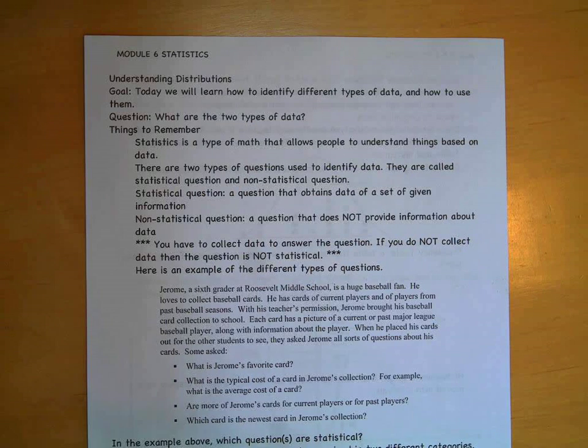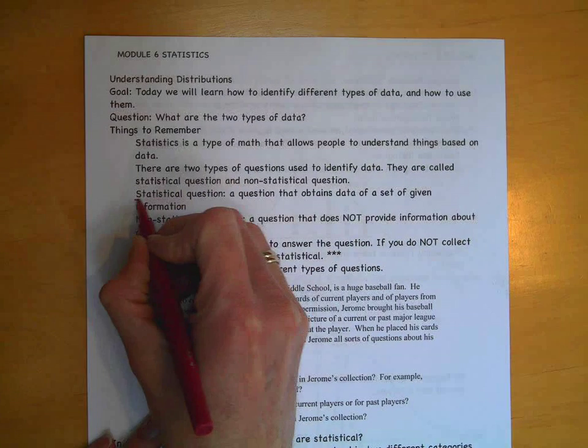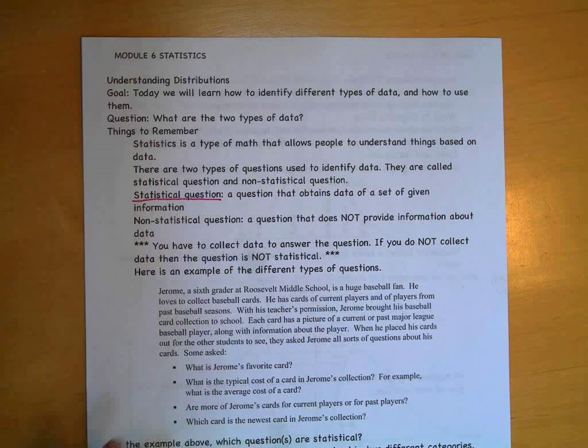All right, so I want to underline that because your job in this lesson and according to this standard is that you have to be able to tell the difference between the two types of questions. And so, again, a statistical question is a question that obtains data of a set of given information. A non-statistical question is a question that does not provide information about the data.